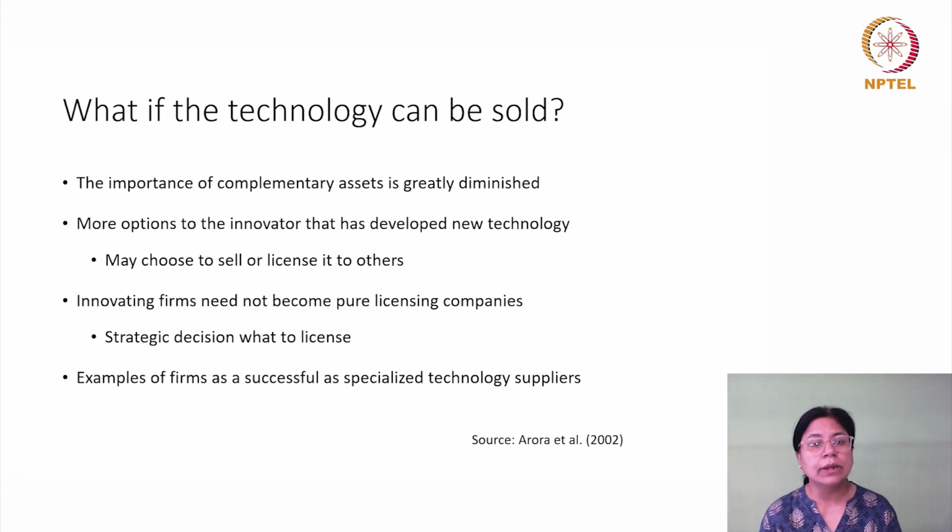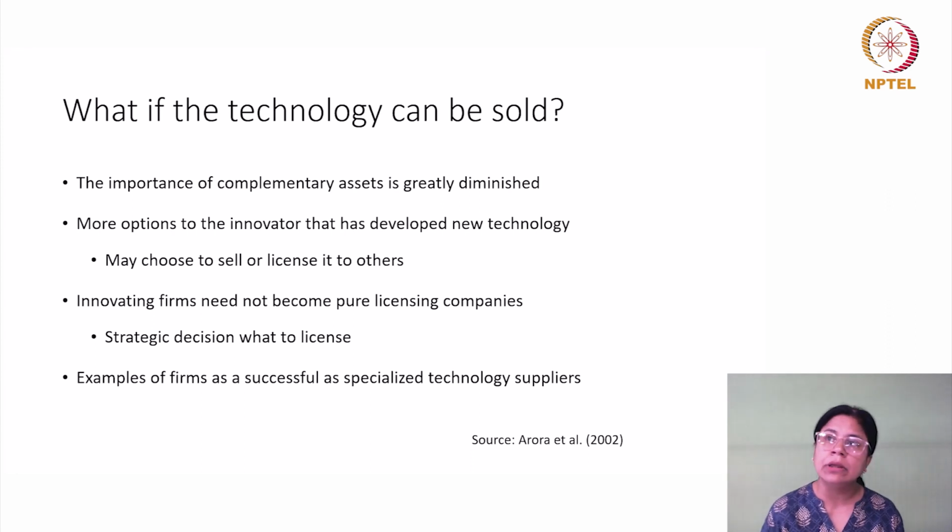So what if the technology can be sold? If that happens, then clearly the importance of the complementary asset is greatly diminished. That means the innovator now has many more options. They can focus their energy on the innovation itself and choose to sell or license it to others. In this case, the innovating firm need not become a purely licensing company either, and so there can be a strategic decision with respect to what to license and what not to license. But there are examples of firms which have become very successful as specialized technology suppliers.